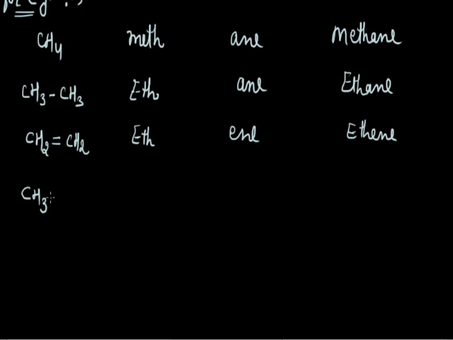Next is CH3 C triple bond CH. Then we have to use word root prop because three carbon atoms are present in the parent chain. We will use "-yne" as primary suffix. So the IUPAC name of CH3 single bond C triple bond CH will be propyne.